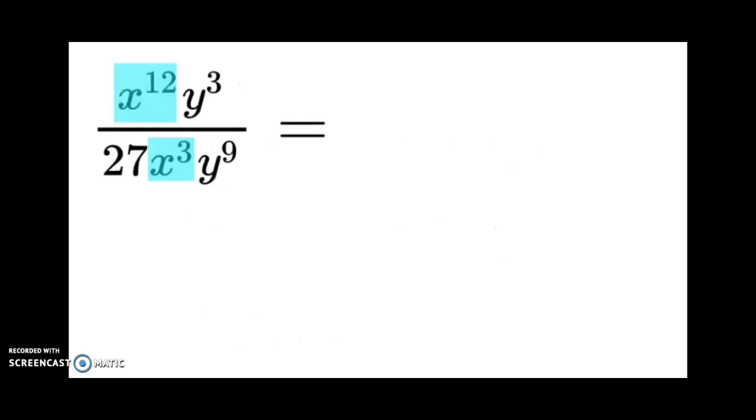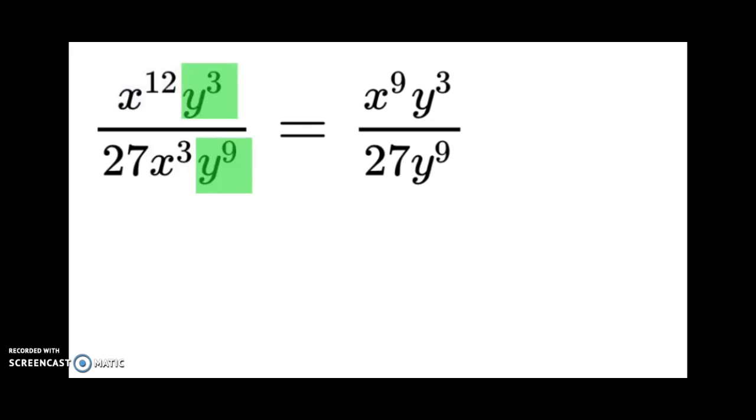So looking at my x's first, I subtract exponents since I'm dividing, so 12 minus 3 is 9. So I have x to the 9, y to the 3 over 27, y to the 9. Now I take a look at the y's. Subtract the larger exponent from the smaller, 9 minus 3 is 6. The largest exponent is 9 at the bottom, so I'll have y to the 6 at the bottom.